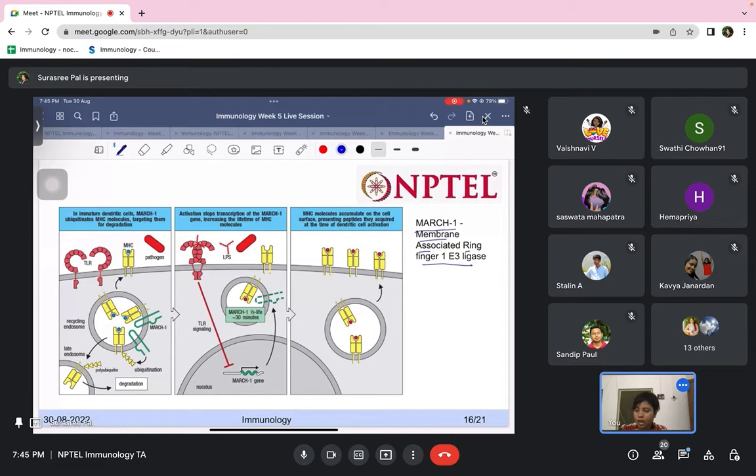So what is that? First of all, what is an E3 ligase? Can anyone tell me what an E3 ligase is?